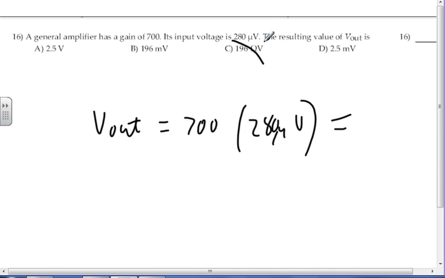Well, it can't be that one because that's a ridiculous answer. And that one's way too high. You know, that one might not be too high. We're not going to throw that one out yet. We're going to use our calculator. 280 E minus 6 times 700. All right, are we happy with B? Yep.